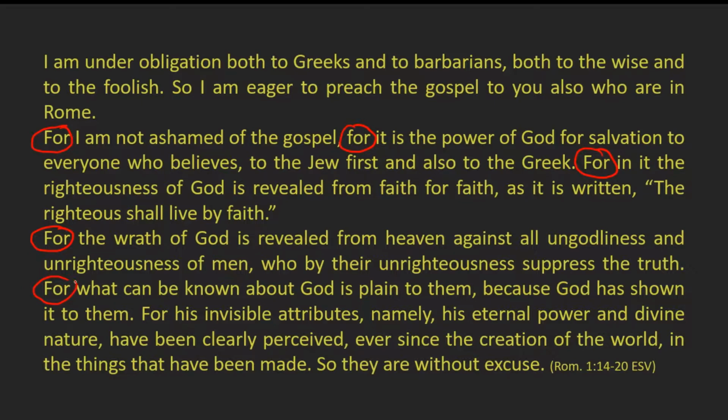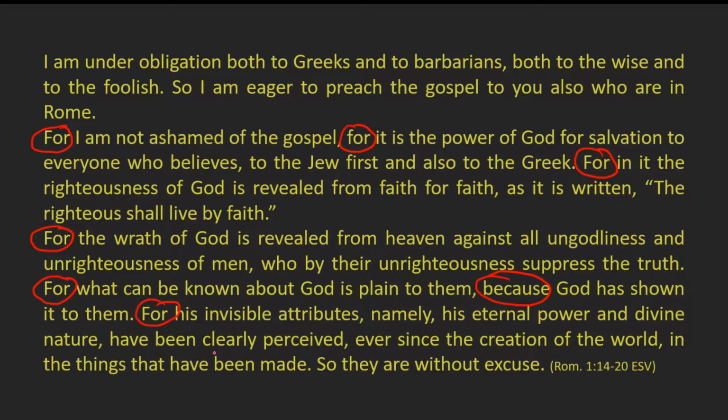For what can be known about God is plain to them, because, and actually in the Greek this uses the same conjunction, gar, because, or for, God has shown it to them. For his invisible attributes, namely his eternal power and divine nature, have been clearly perceived ever since the creation of the world in the things that have been made, so they are without excuse.